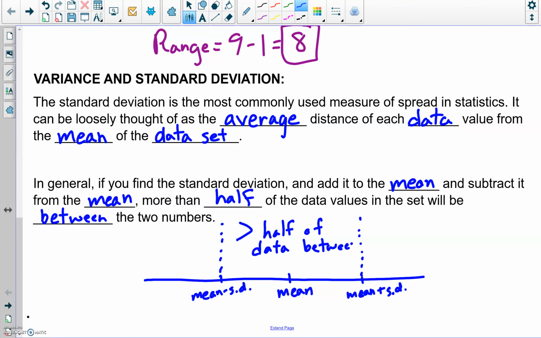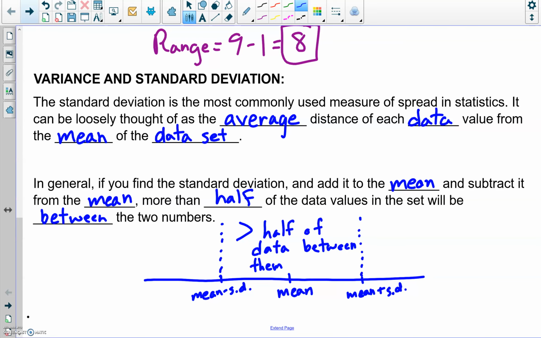So in whatever set you're working with, you find the mean of the set, you find the standard deviation, you take the mean minus and the mean plus the standard deviation, and if you go back and look at that data set, you would see that typically more than half, sometimes much more than half, lies between those two numbers that you found doing that subtraction and addition.